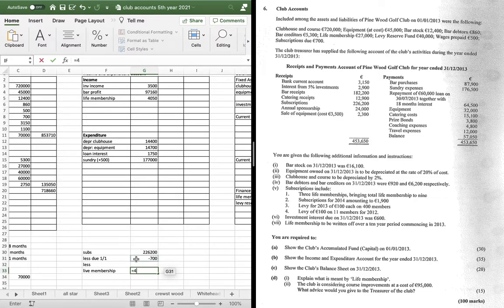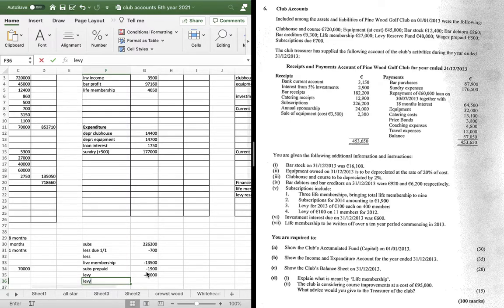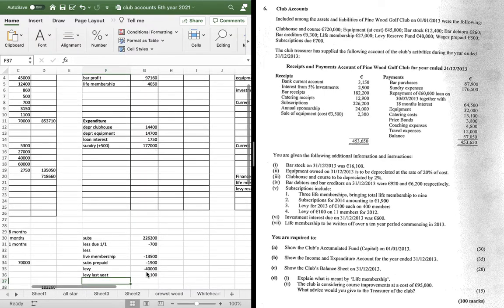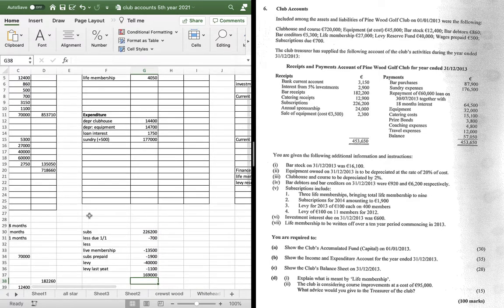Which should have 13,500, so it's 3,500 each. 13,500. The second one, subs for next year, so subs prepaid. At the end of the year, we're going to take away that, minus 1,900. The levy is 40,000 for this year. And then the levy for last year is 1,100. We take them all away. Okay. That's 169,000.